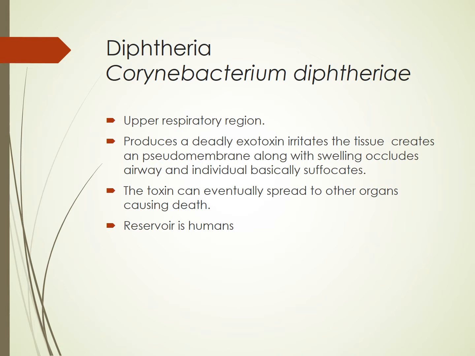Next is diphtheria, which is another infection of the upper respiratory system. It produces a deadly exotoxin, which is a toxin that's emitted from the bacteria. It irritates the tissue, creates a pseudomembrane along with swelling. It can occlude the airway, and the individual basically suffocates to death. So you can see why this is another vaccination that is part of our childhood vaccinations, because it is potentially deadly.